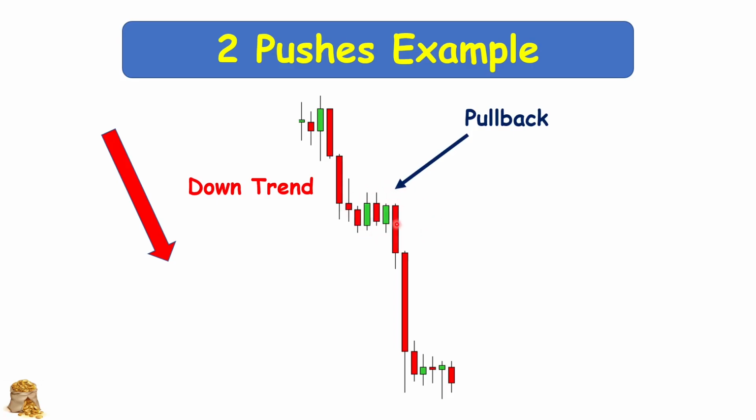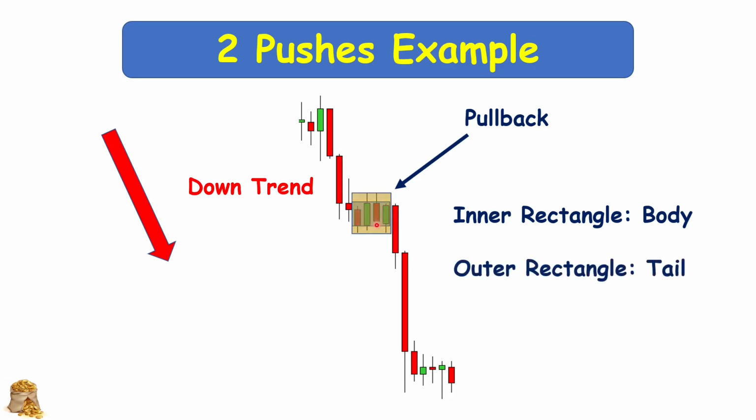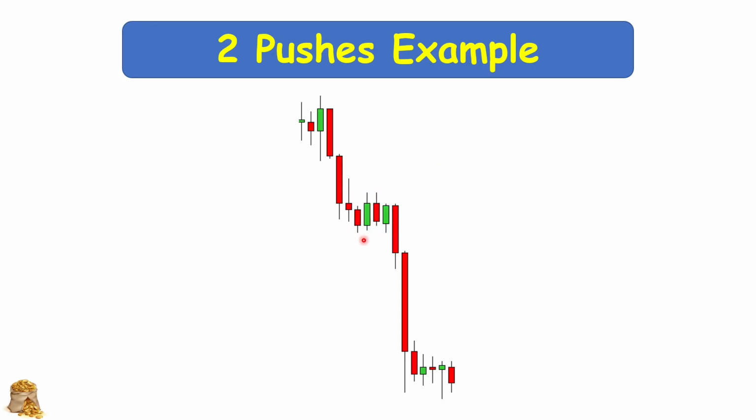And then if you do the rectangle, you can see for the inner rectangle, all the bodies are within the rectangle. And then we can also do an outer rectangle here. You can see that all the tails are within one rectangle. And then we can do the same thing. So this includes the first scenario for the one push.